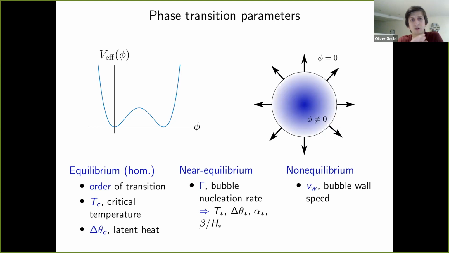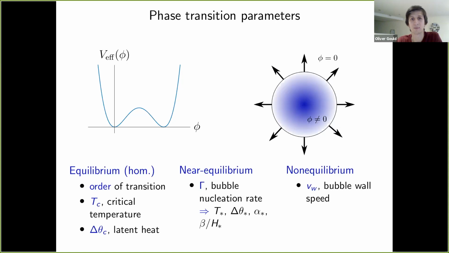And here I've shown one which has two minima corresponding to two phases, one at 0 and one at non-zero value. And the phase transition is first order if those two phases coexist in a range of temperatures with a barrier in between. In that case, you have a first order transition. And once you know the order of the transition, assuming it's first order, there are four parameters that really determine the gravitational wave spectrum.